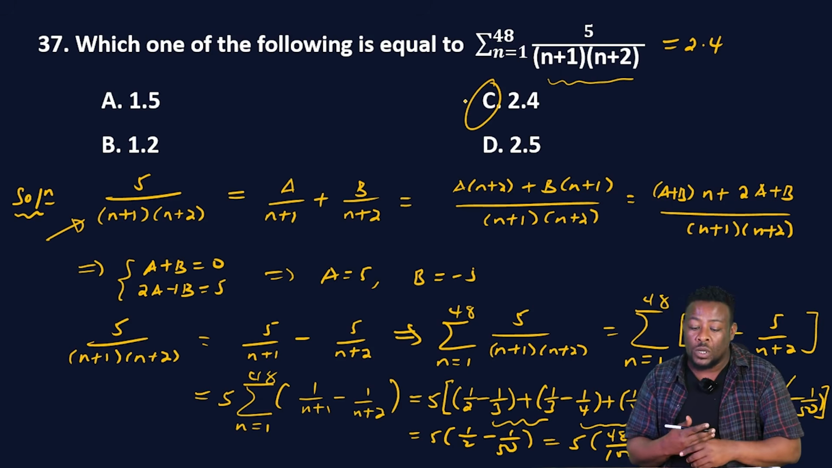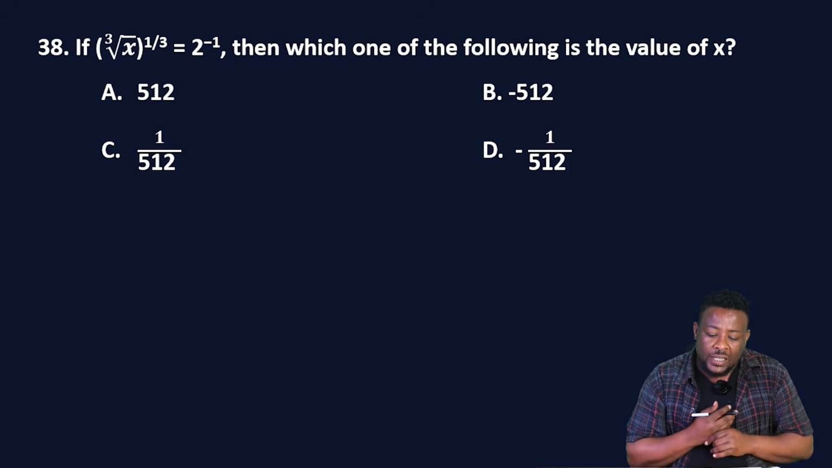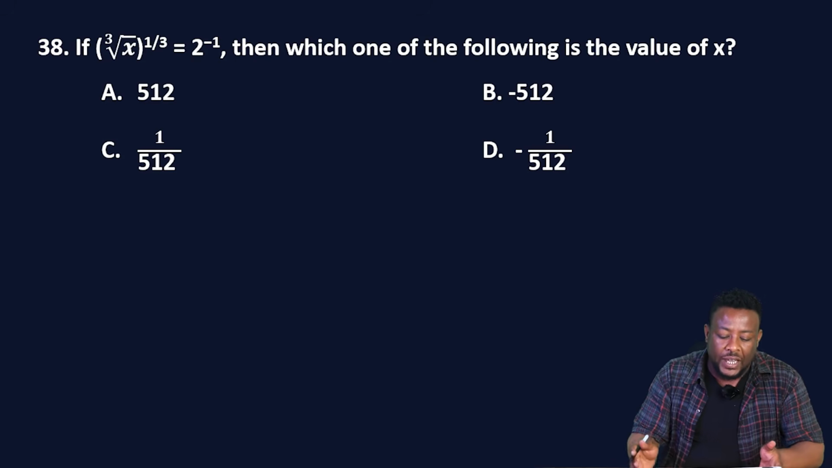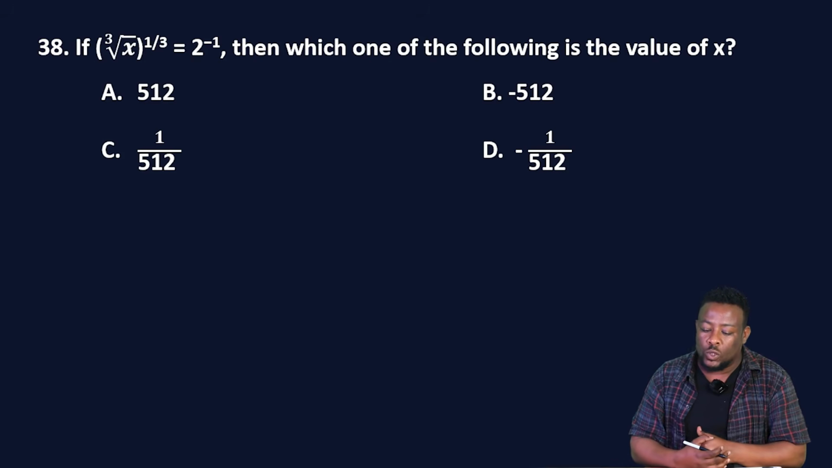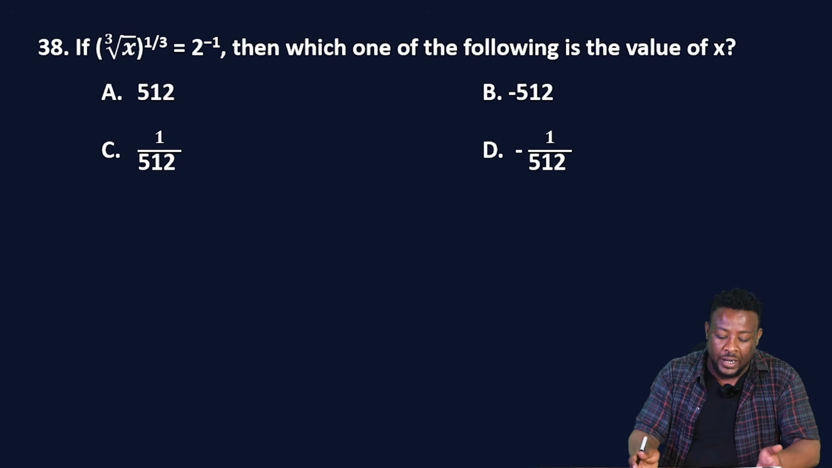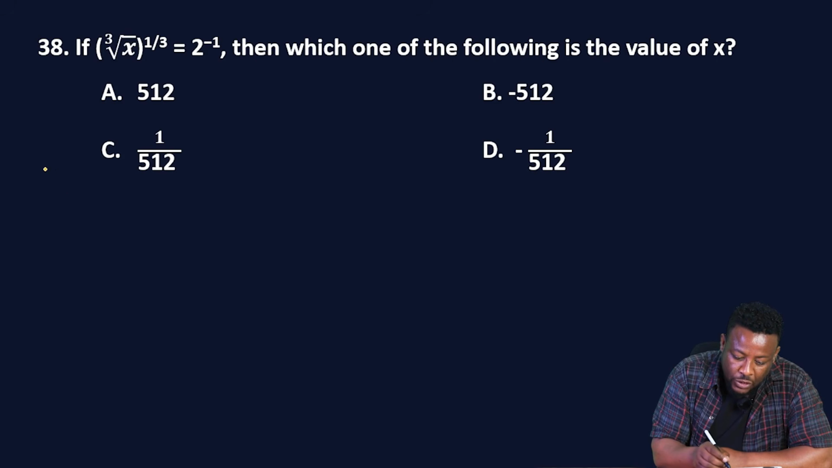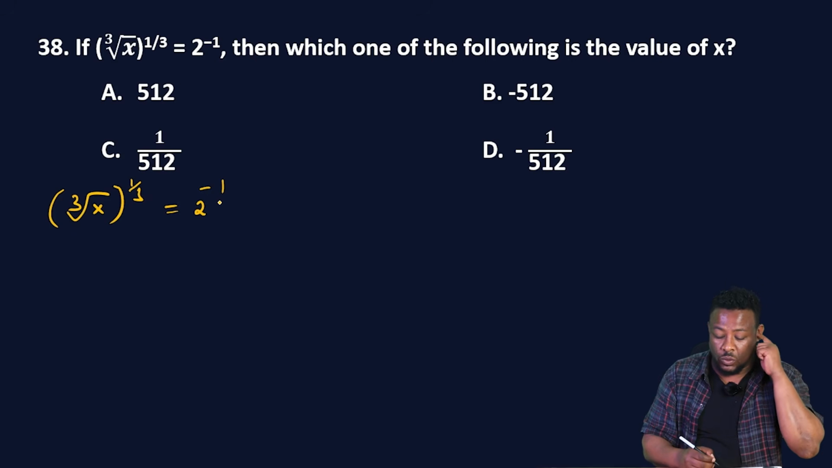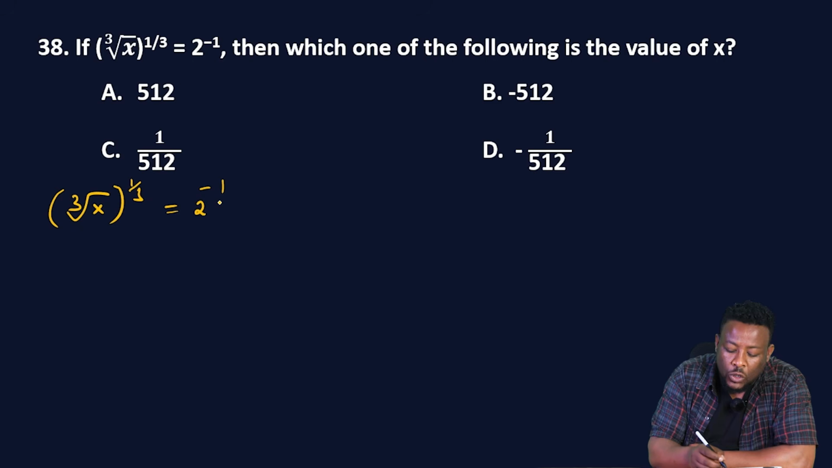ወደ 38ኛው ጥያቄ ጋር ስንሄድ: if the cube root of x to the power of 1 over 3 is to the power of -1, then which one of the following is the value of x ይለናል. Okay, የተሰጠን ምንድነው እዚህ ጋር: cube root of x to the power of 1 over 3 ከ2 the power of -1 ጋር እኩል ነው ተብሎ ተሰጥቶናል. So having this information የx ዋጋ ምን ይሆናል የሚለውን ነገር እናያለን.